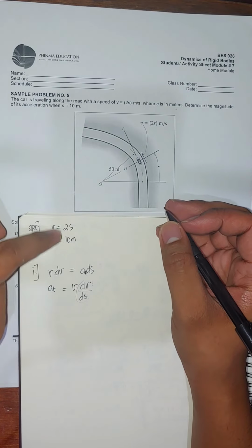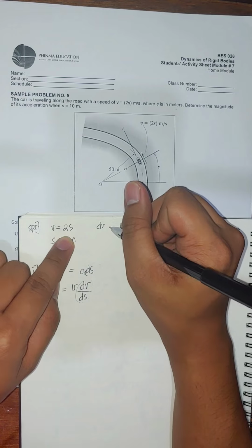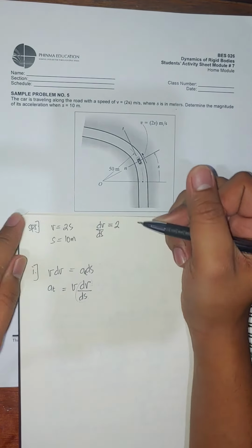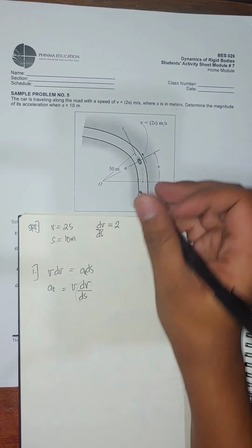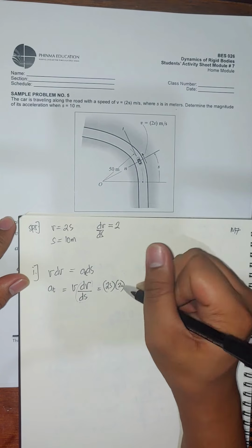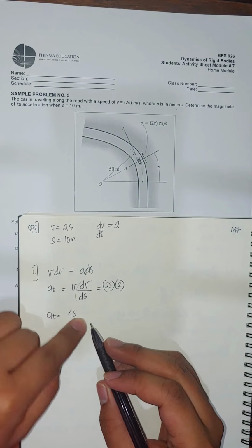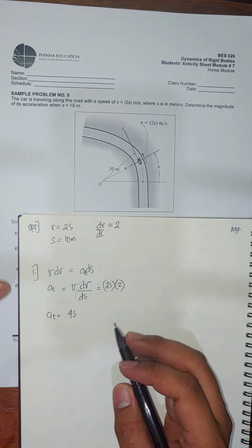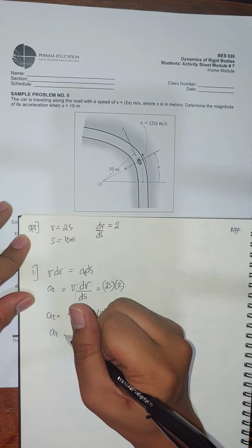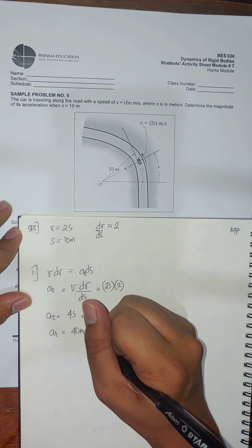So v is 2s. The derivative of the velocity will be just equal to 2 with respect to s, of course, with respect to position. It will become 2. So we substitute here: we have 2s times 2. Then the tangential acceleration is just equal to 4s. But we have s given, which is 10 meters position. So, 4 times 10, and we have a tangential acceleration equal to 40 meters per second squared.